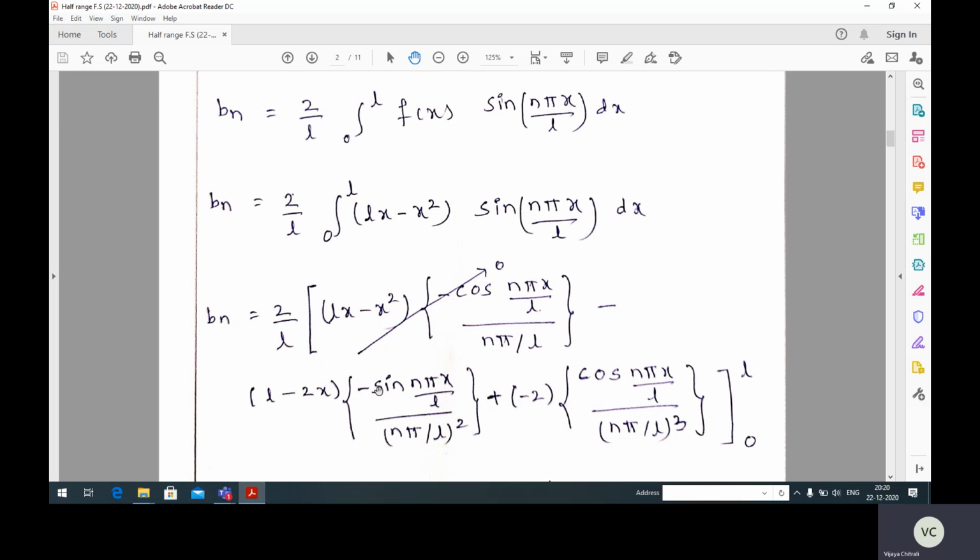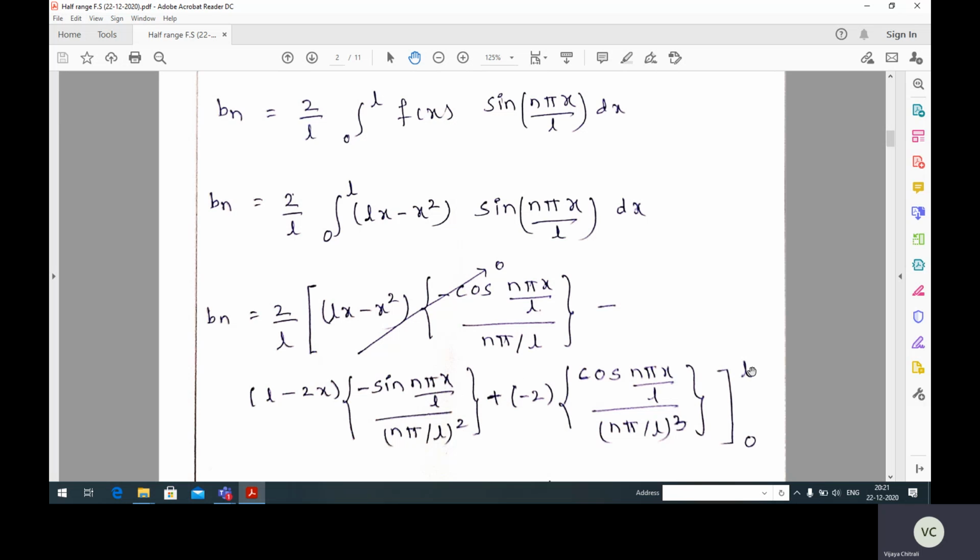So you'll get this as minus sine n pi x divided by L, whole divided by (n pi by L) raised to 2, plus the derivative of L minus 2x, which is minus 2 because L is constant. The derivative of this constant is 0, into the integration of minus sine n pi x by L, which is cos n pi x divided by L, whole divided by (n pi by L) raised to 3. The derivative of minus 2 is 0, and 0 into something is 0. So the next terms you will get 0.